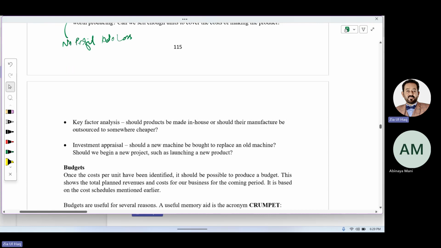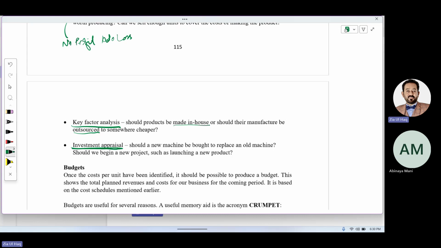Through the cost schedule, business can check key factor analysis. What is key factor analysis? Whether we should produce this product within the business or buy it from outsource, meaning any other supplier which is cheaper. Suppose the business can produce this product by themselves at a cost of 10, but they can buy this product from China at 8.5. Whether they should buy or produce by themselves, they should go for buying from other suppliers through outsourcing because that is cheaper. Through the cost schedule, business can also make investment appraisal decisions.